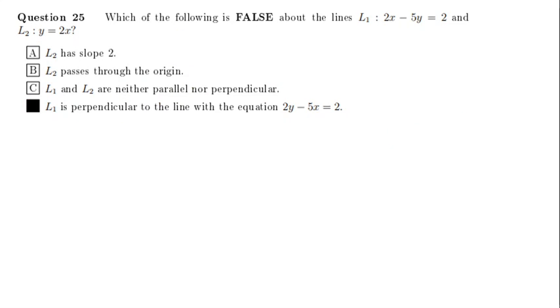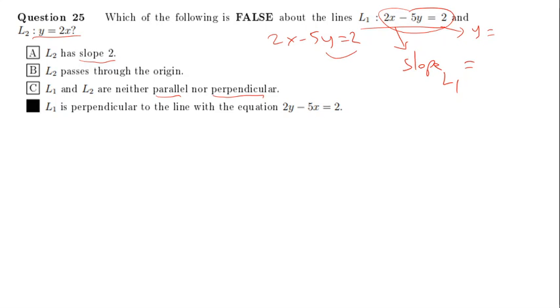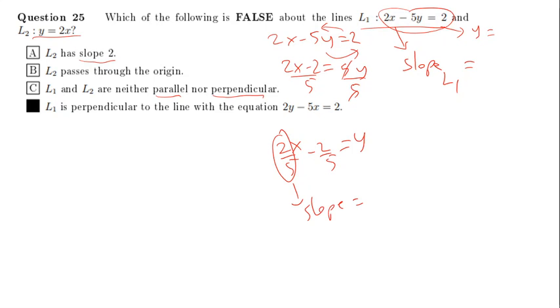Now, which of the following is false about these lines? So it's asking about the parallelism, perpendicularity, and the slope. So it's better we find the slope. What is the slope of line 1? So how do you find it? You basically write y equal to. 2x minus 5y equal to 2. Send 5y here, so send 2 here. Yeah, 2x minus 2 is equal to 5y. Divide by 5. Got y is equal to 2x over 5 minus 2 over 5. We end up with this slope here. The slope is 2 over 5.